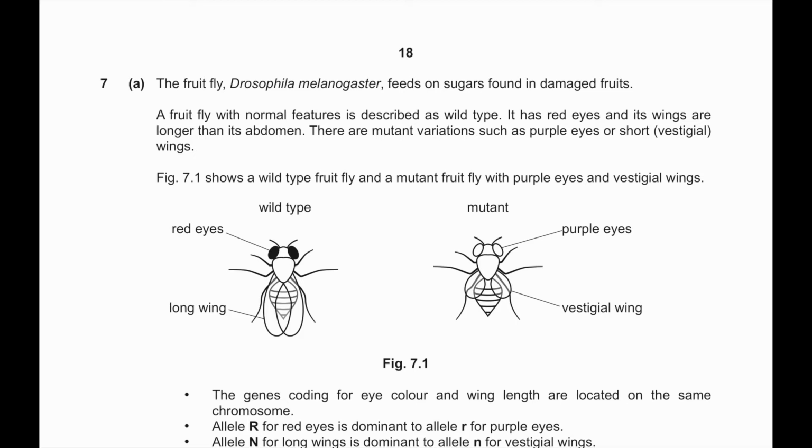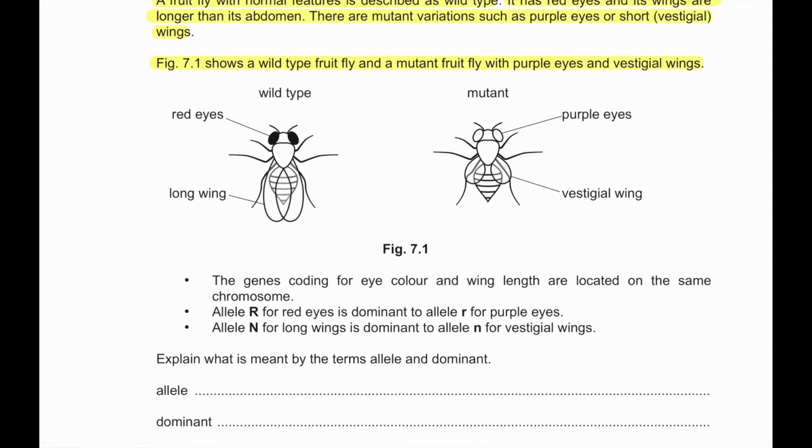Question number 7a. The fruit fly Drosophila melanogaster feeds on sugar found in damaged fruits. A fruit fly with normal features is described as a wild type. It has red eyes and its wings are longer than its abdomen. There are mutant variants such as purple eyes or short vestigial wings. Figure 7.1 shows a wild type fruit fly and a mutant fruit fly with purple eyes and vestigial wings. So we can see the wild type, red eyes, long wings, and the mutant one which has purple eyes and vestigial wings.